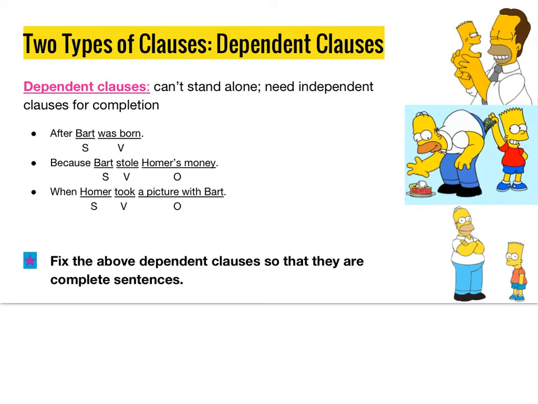They need independent clauses in order for them to make sense. Even though this sentence still has a subject, Bart, and a verb phrase, was born, it needs something else to give it a complete thought. Pause the video to take notes and follow Bart's directions.